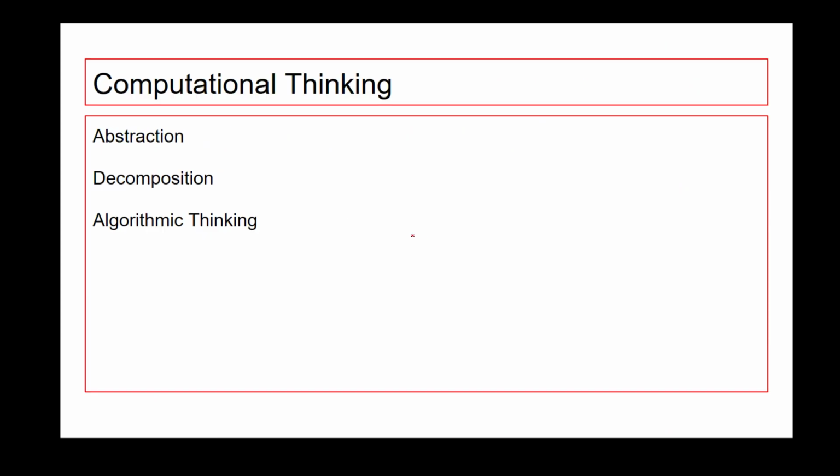So we have got 3 terms here: abstraction, decomposition, and algorithmic thinking. And these 3 words are really important. So let's first of all kick things off with abstraction. It's about focusing on the important information only, ignoring the irrelevant details.